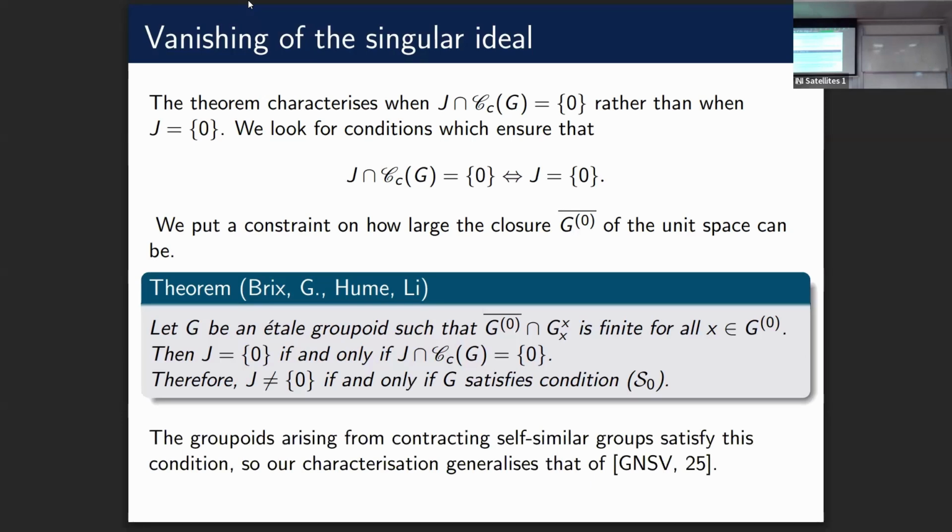Groupoids arising from contracting self-similar groups satisfy this condition on how large the closure of the unit space is. So in particular, this generalizes the results from the earlier paper this year.